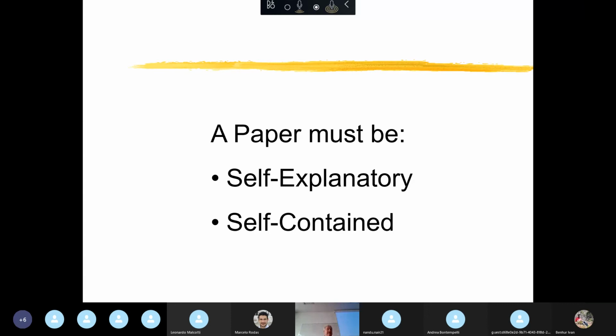But if you submit the same idea to the machine learning community and you don't explain what inheritance is, the inheritance I think they know, but I mean like ontological hierarchies, whatever, right? They will say, I don't know what you're talking about. So this notion of self-explanatory and self-contained is very fundamental, right?